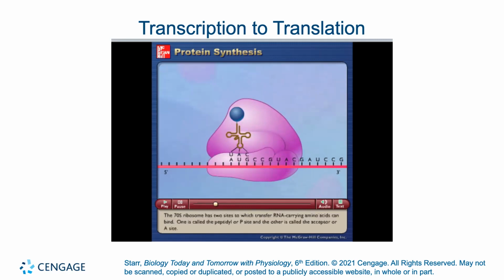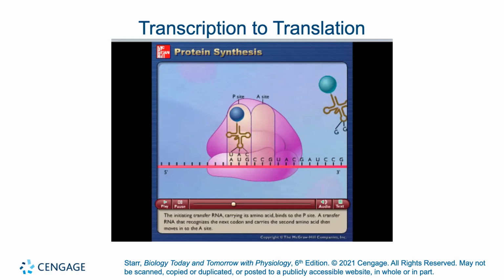The 70S ribosome has 2 sites to which transfer RNA carrying amino acids can bind. One is called the peptidyl or P site, and the other is called the acceptor or A site. The initiating transfer RNA carrying its amino acid binds to the P site.